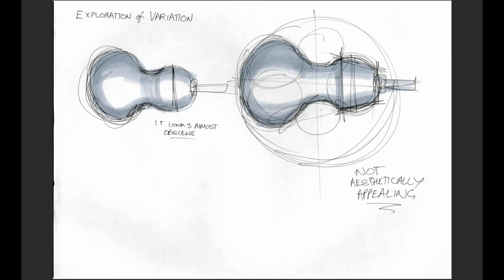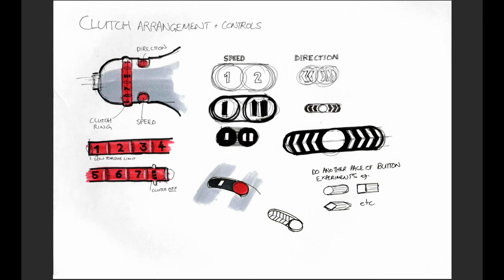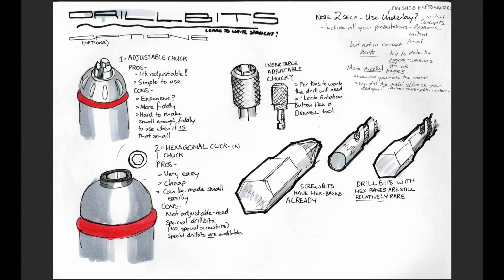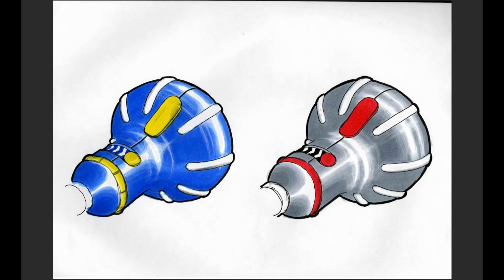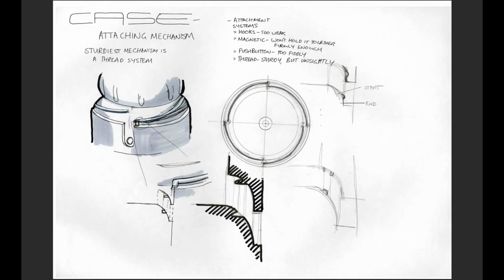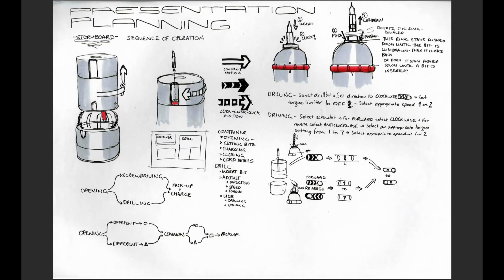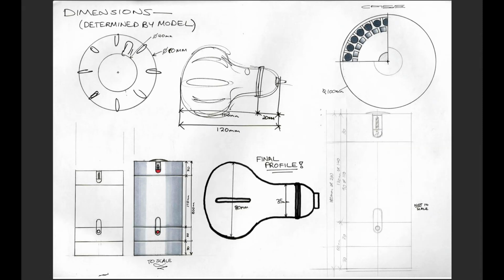Variations on the styling are still possible at this stage, although be wary of unintended implications. Clutch arrangements, controls, and styling variations. So here looking at color variations with marker studies. Still more details on how the case assembles, how the cutouts and the molds work, how the screw threads go together, and presentation planning for the final design presentation.